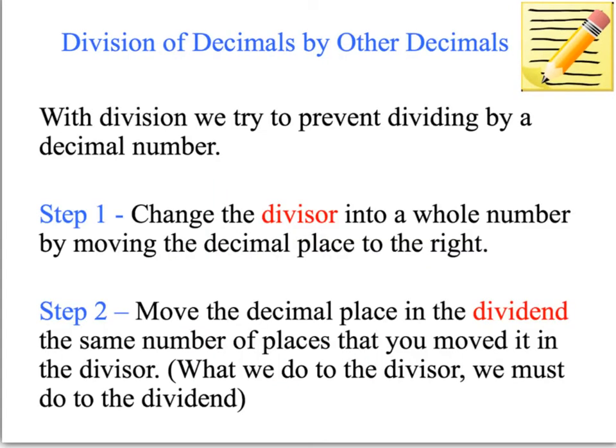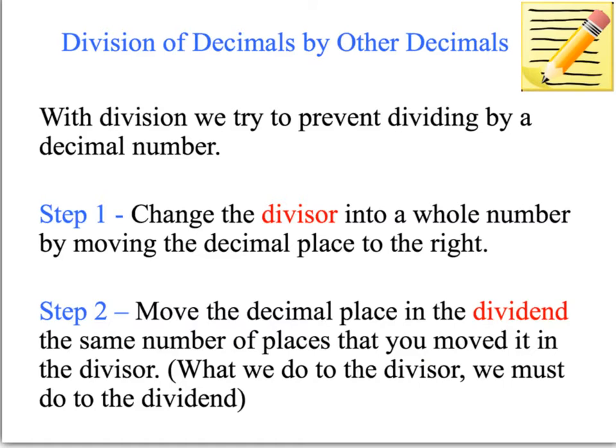Right, now the division of decimals by other decimals. The whole number is pretty easy. But when you're dividing by other decimals, there are a couple of extra steps and things that you really need to get right so that you can do this successfully. With division, we don't want to divide by a decimal number. We never want the divisor to be a decimal number. It doesn't matter about the dividend. We can have that as a decimal number, which we've seen in the previous one. But we never want the divisor to be a decimal number.